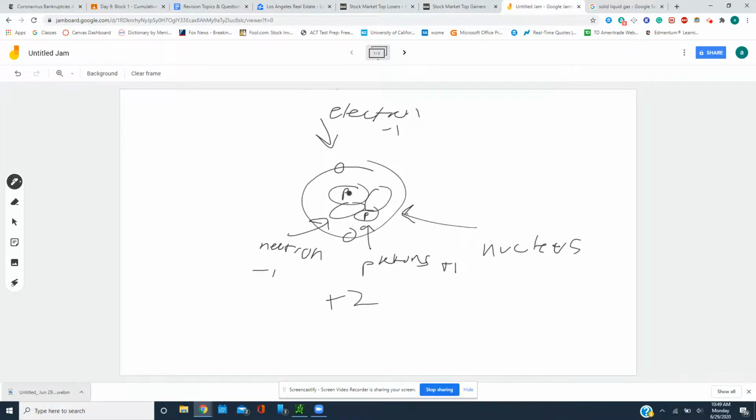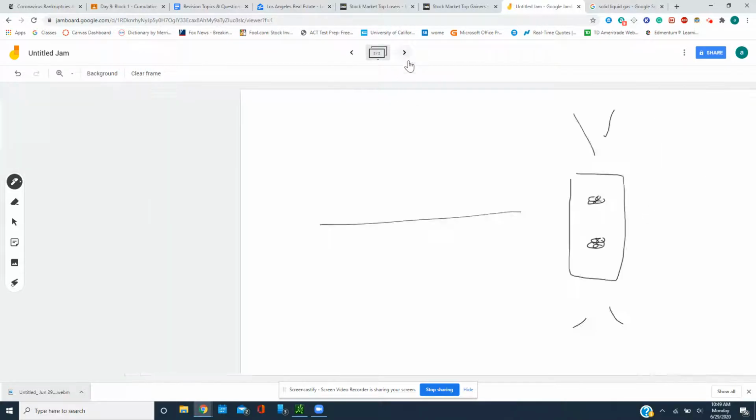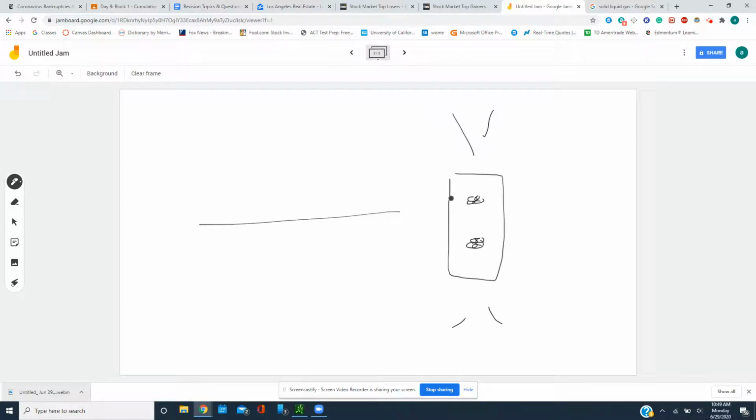And like mentioned before, the nucleus is just the collection of protons and neutrons in the center of an atom. And this pretty much debunked the plum pudding model, which stated that an atom pretty much just had a collection of protons and neutrons, kind of like a plum pudding, randomly scattered around in the atom.